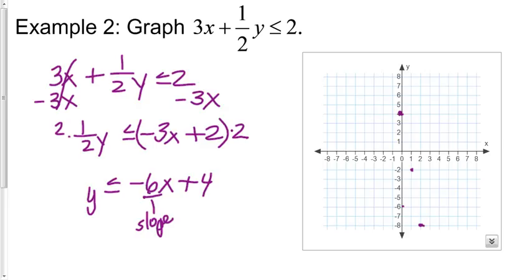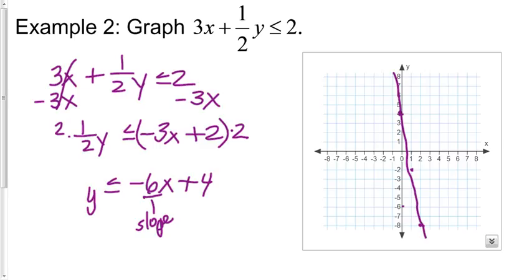I need to now check my symbol to make sure if my line is solid or dashed. So I want to make sure that I'm drawing the correct line. There is an equal to underneath this symbol here in the original equation, so I can connect these with a solid line. Nice and straight, as straight as you possibly can. This line goes on forever and ever.